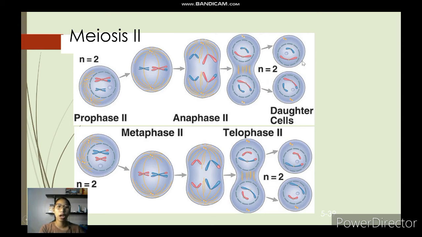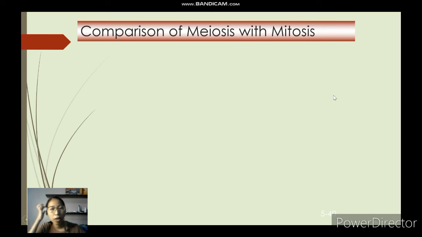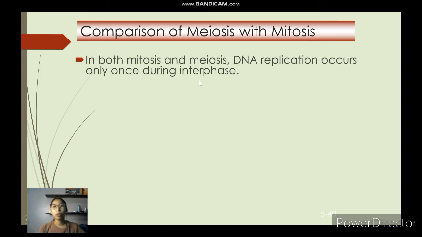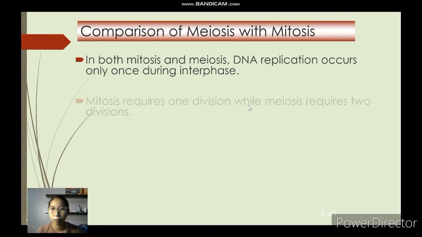So muna na siya, ng 4 ka daughter cells. So we are now going to compare and contrast meiosis with mitosis. In both mitosis and meiosis, DNA replication occurs only once during interphase. If you can remember, DNA replication only happens once, and it happens during the S phase or the synthesis phase.